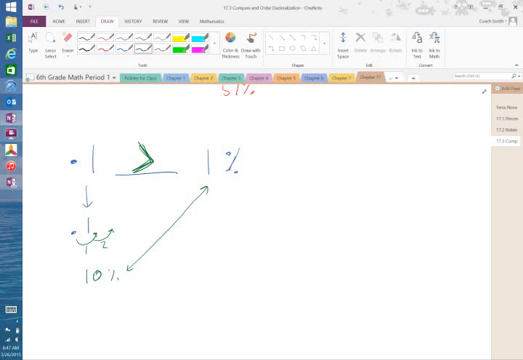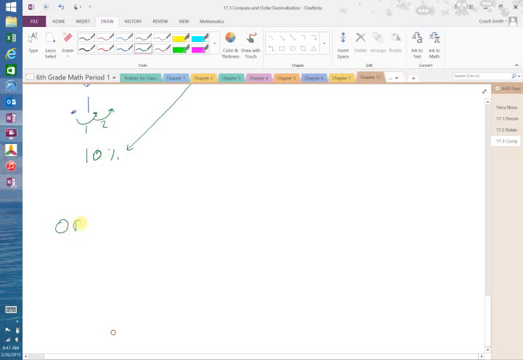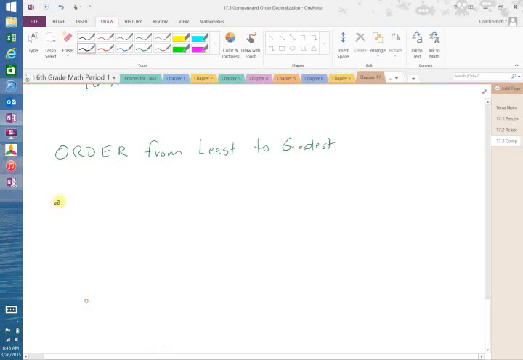Now that brings us to the harder part. Okay? The harder part is this. Order from least to greatest. Okay? So for example, I have 0.3%, 0.65, 3/5, and 3.0.